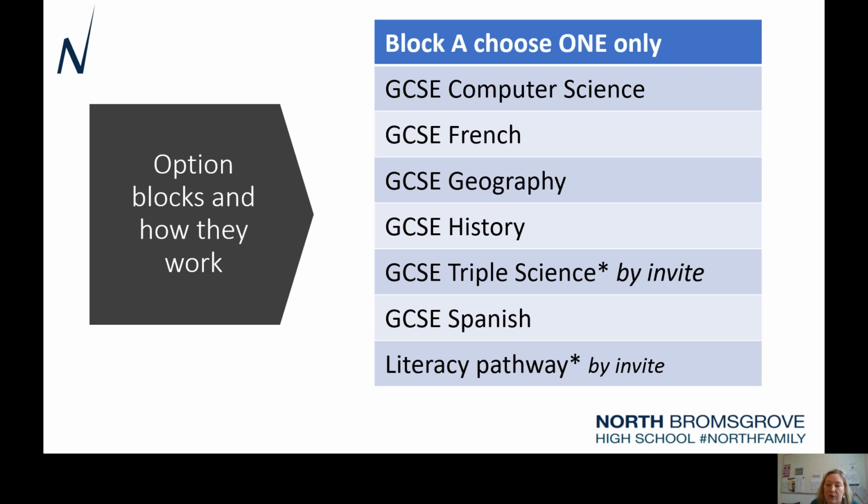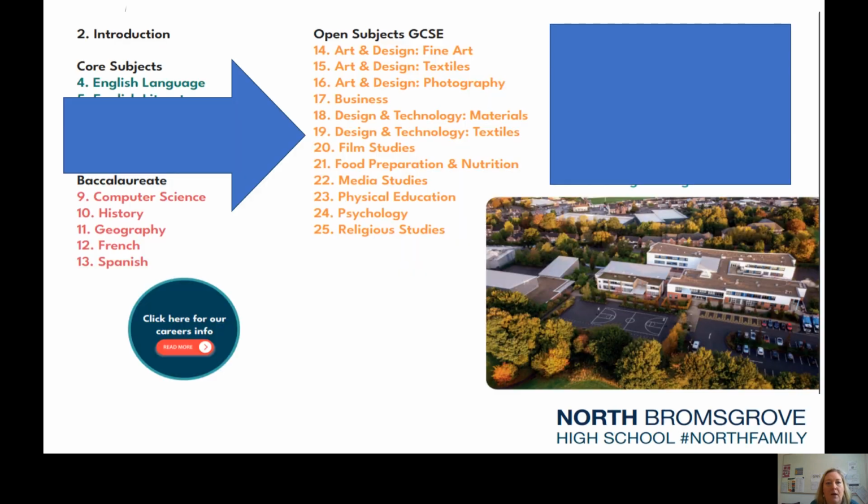So our triple science students here will choose triple science in this block. Now you might be thinking, but they want to do geography, they want to do history. That's where our other blocks come into play. So GCSEs, these screenshots are from your options booklet, which is on the website and we've sent home.